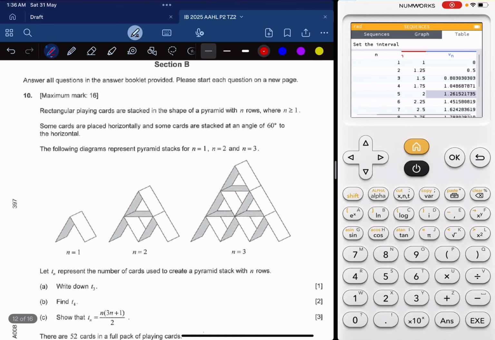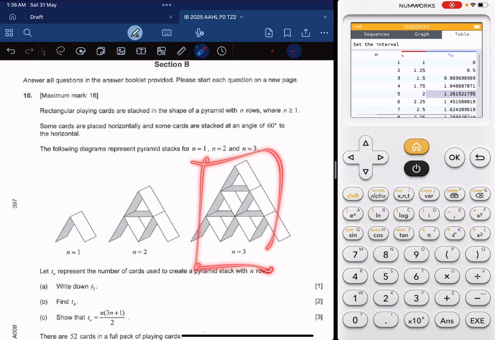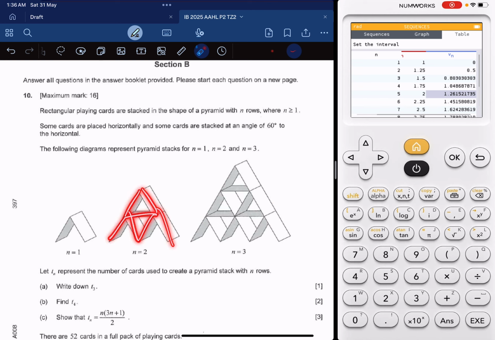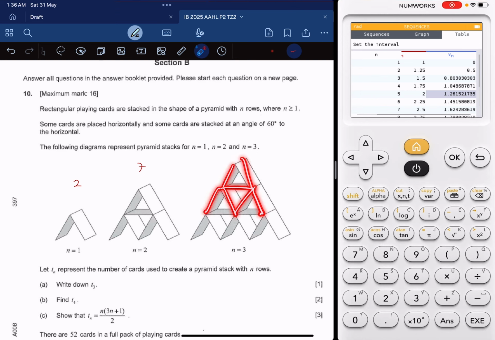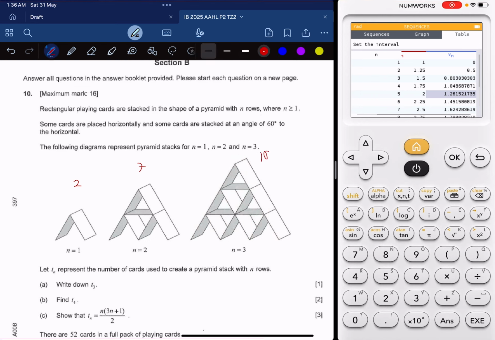Rectangular playing cards, and then they ask you what's the number of cards in row number 3. So basically, count how many cards are in here. There's 1, 2, 1, 2, 3, 4, 5, 6, 7. So I just write here: there's 2. This will be 1, 2, 3, 4, 5, 6, 7. The next one, just count 1, 2, 3, 4, 5, 6, 7, 8, 9, 10, 11, 12, 13, 14, 15. So 15 of them.